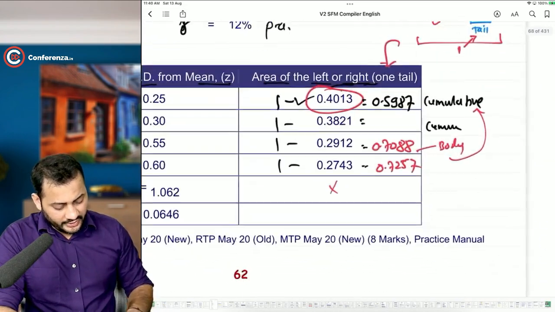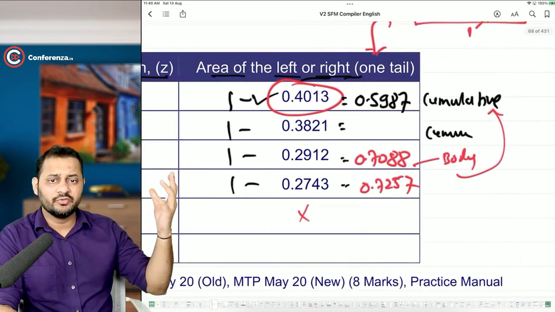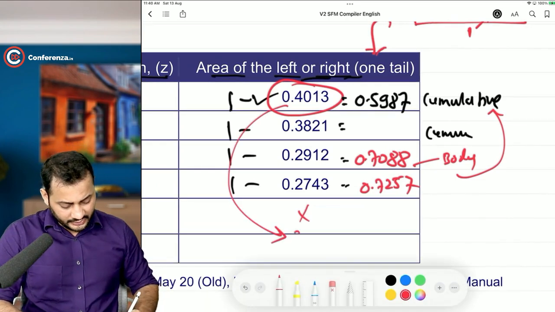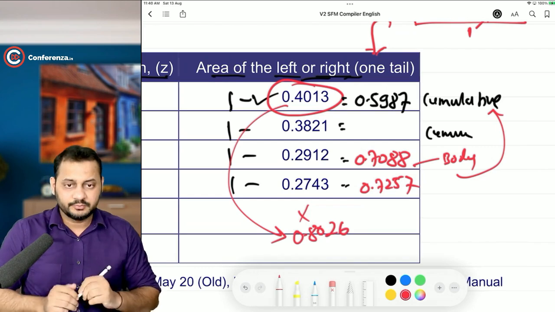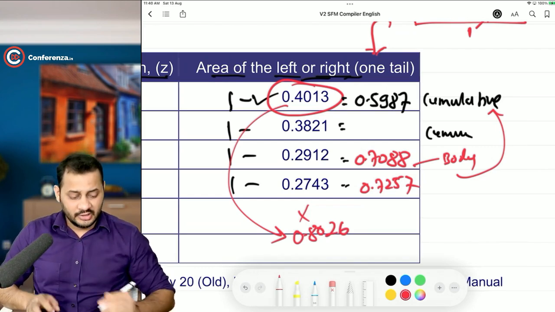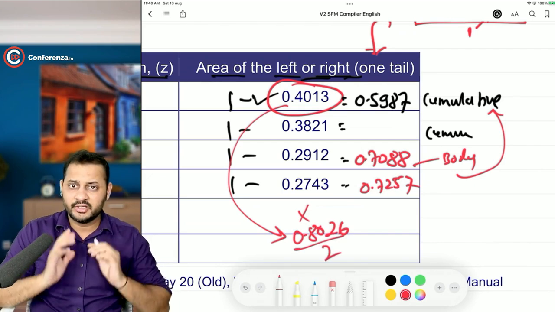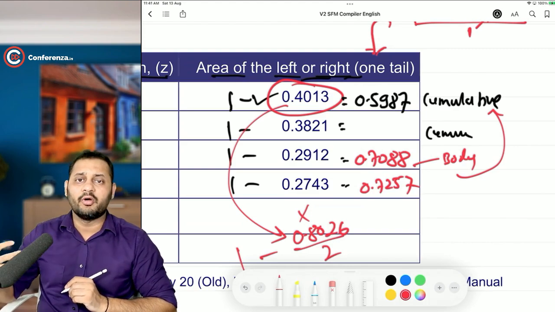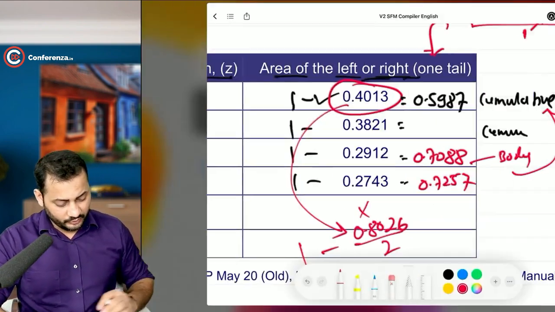What if the two tail values have been given? Two tail values will be exactly the double of this. So instead of 0.4013, it will be 0.8026. If the two tail values are given, what is the solution? Simply divide it by 2 to convert it into one tail, and then deduct it from 1 to convert it into the body value. So keep this formula in your mind.